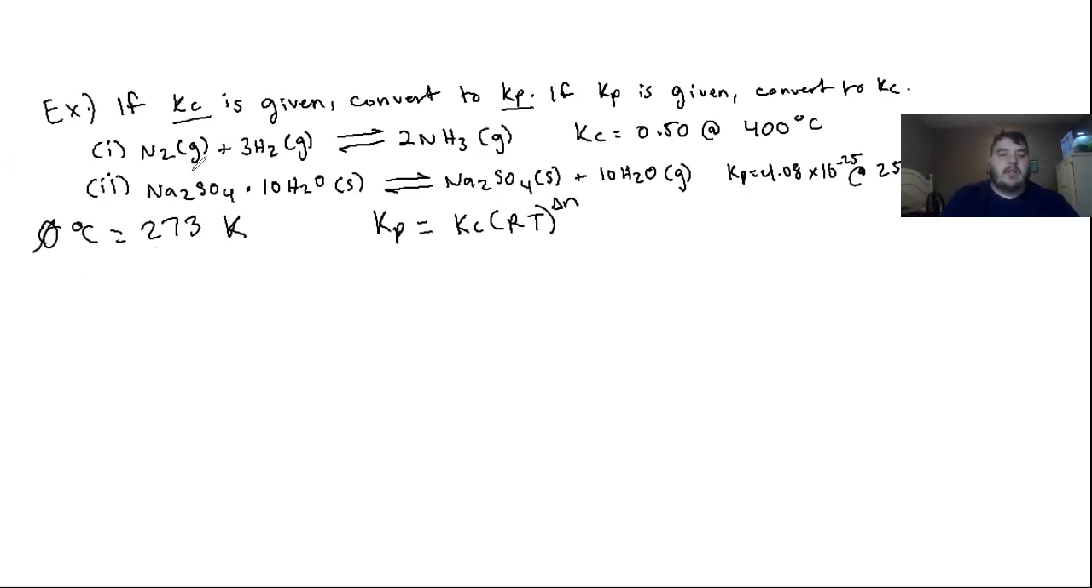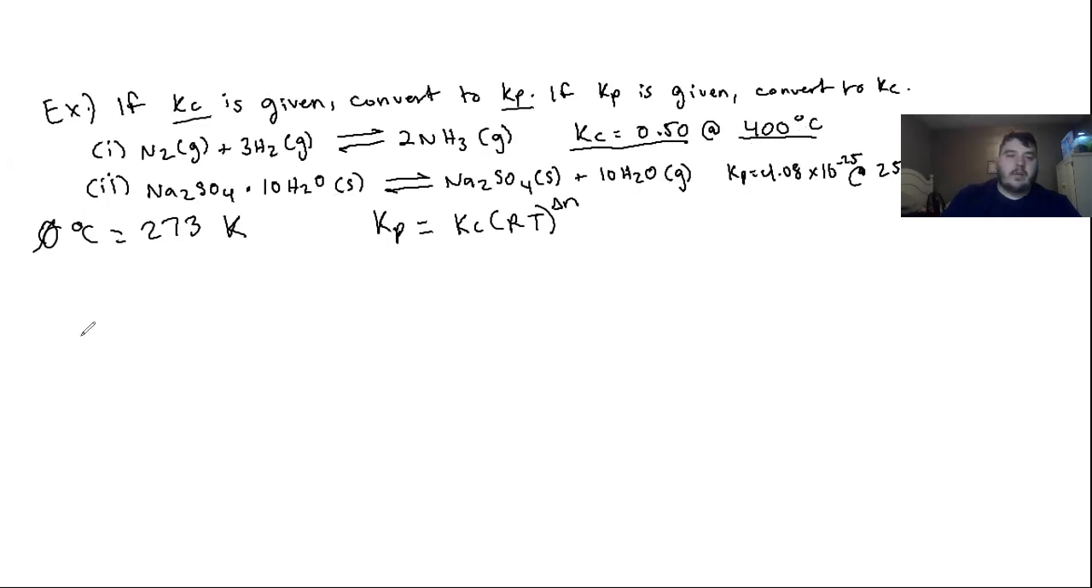Number 1, we have nitrogen gas plus 3 hydrogen gas, and we can see that that's going to go back and forth with 2 ammonia gas. So what do we have here? We're given a Kc value of 0.5. And we're also given 400 degrees Celsius. So what do we know?